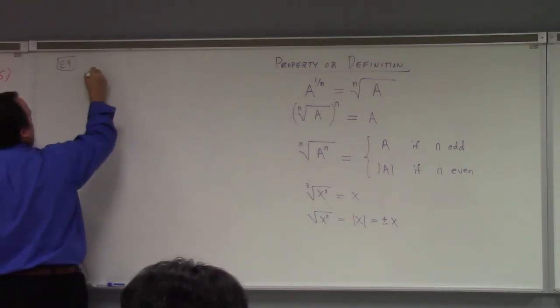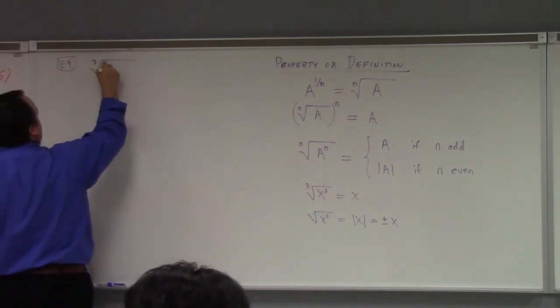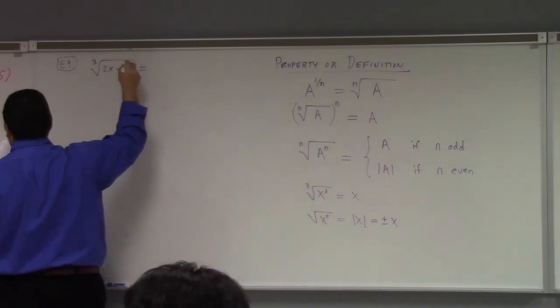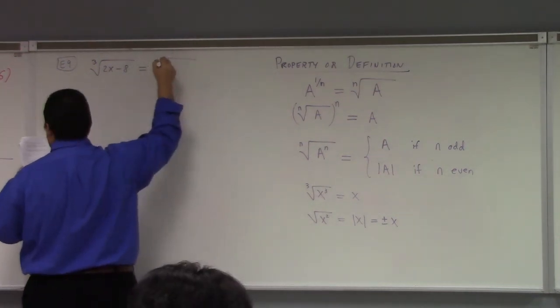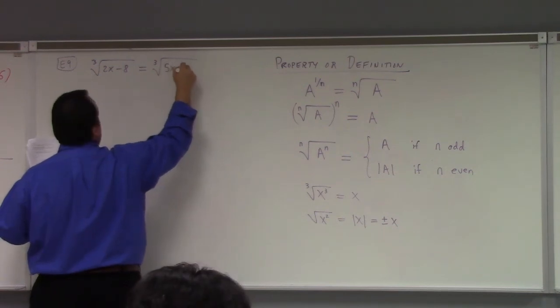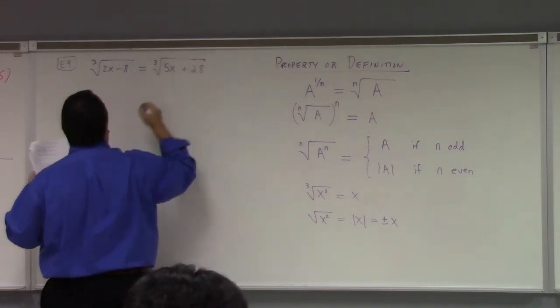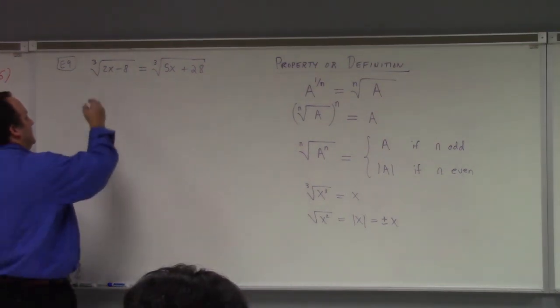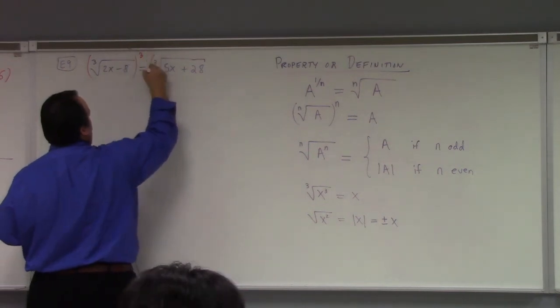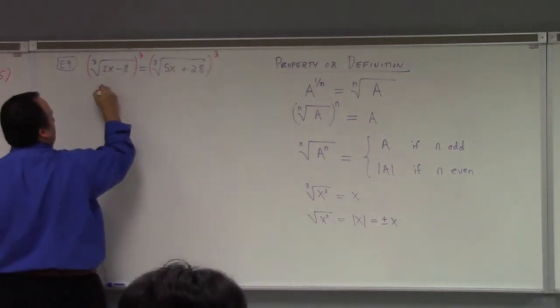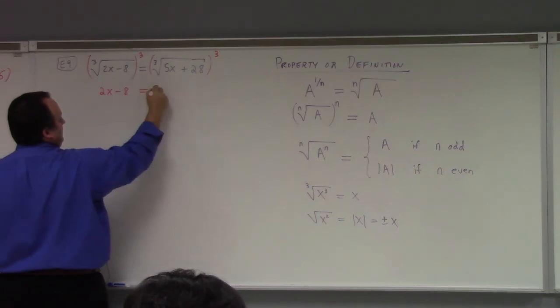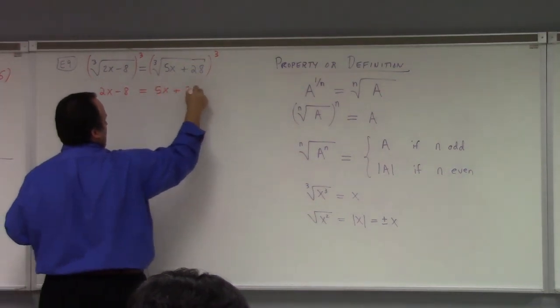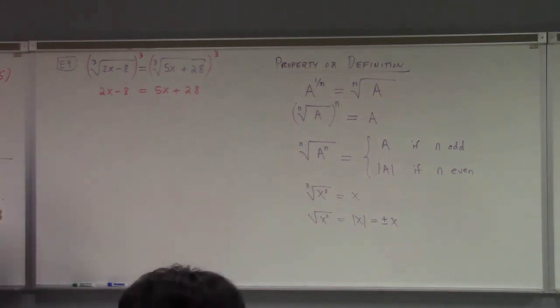Thank you guys. Okay, so if we've got the cube root of 2x minus 8 equal to the cube root of 5x plus 28, this is a kind of silly problem. What do you do? You just cube both sides, right? In so doing, you get 2x minus 8 equals 5x plus 28. Oh, this is even easier than quadratic, right?